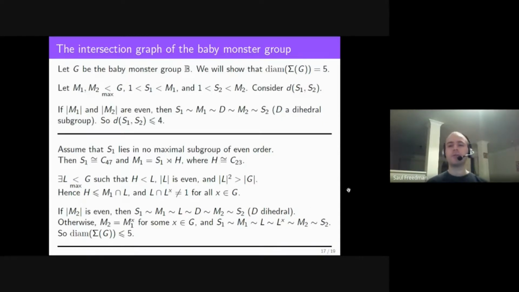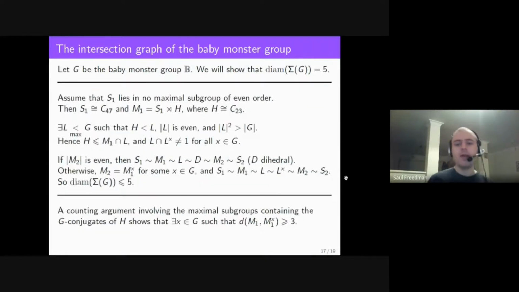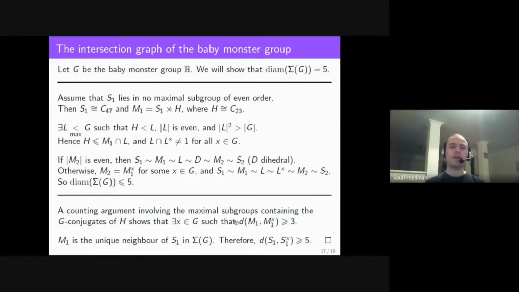So now we want to show that there's a choice of S1 and S2 where the distance is at least 5. I won't go into details here, but we can use a counting argument involving the maximal subgroups of G that contain the G conjugates of H to show that there's some element x in G such that the distance in the graph between M1 and M1 to the x is at least 3. Now M1 is the unique neighbor of S1 in the graph, and similarly M1 to the x is the unique neighbor of S1 to the x, and so the distance between S1 and S1 to the x is at least 5. And so the diameter is at most 5, and it's at least 5, so it's exactly equal to 5.